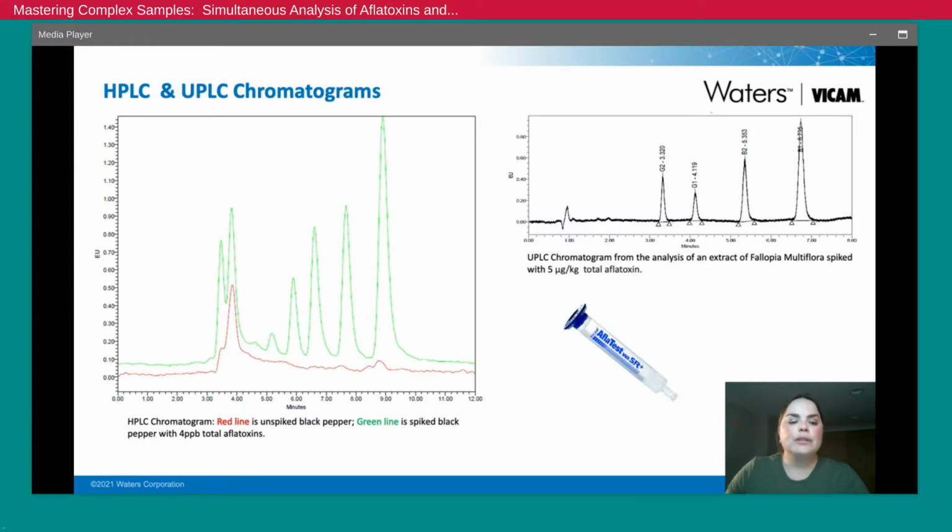HPLC and UPLC chromatograms are shown here. The one on the left is the HPLC chromatogram with the red and the green lines. The red line is unspiked black pepper and the green line is spiked black pepper with 4 ppb total aflatoxins. As you can see, there is no matrix interference in the blank sample. The UPLC chromatogram on the right is from the analysis of an extract of Fallopia multiflora spiked with 5 micrograms per kilogram of total aflatoxin, and shown below that is the Aflatest WBSR Plus column.